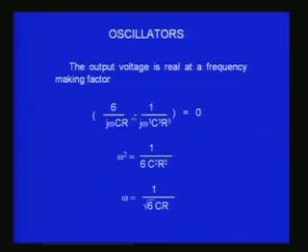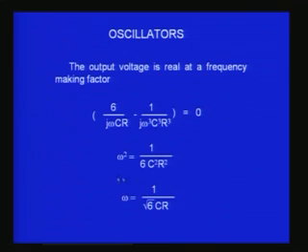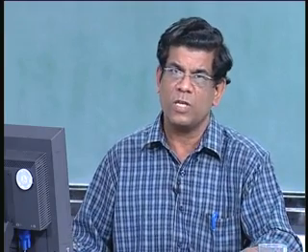6 by j omega c R minus 1 by j omega cube c cube R cube should be equal to 0. If you simplify this, you get omega square is equal to 1 by 6 c square R square, and omega is 1 by root 6 c R, and omega you know is 2 pi f. Therefore f is equal to 1 by 2 pi root 6 R C. So this is the expression for frequency. So the expression for frequency comes from the condition that the network should have imaginary component 0. If you do that, automatically you get the frequency component.